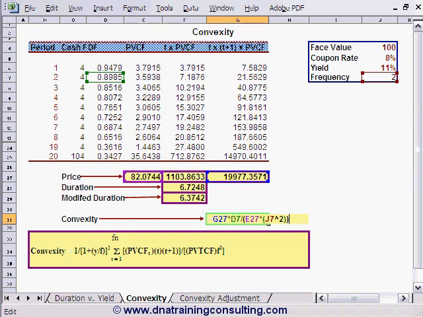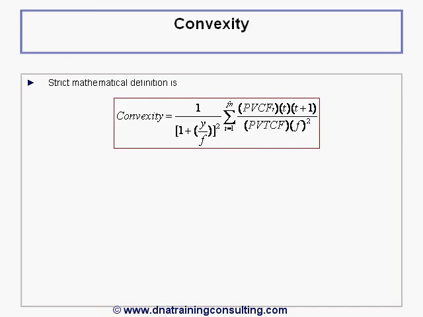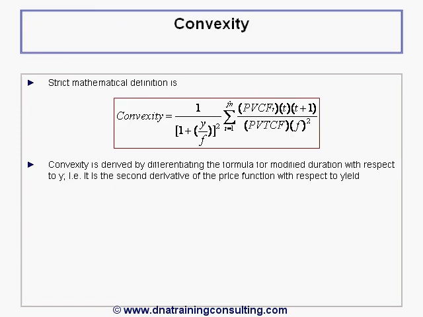And third, we also divide the result that we just reached not simply by f times the price, where f of course is the frequency, but rather by f squared. Geeks once again may have realized that convexity is derived by differentiating the formula for modified duration with respect to y once again, which amounts to saying it is the second derivative of the price function with respect to yield.